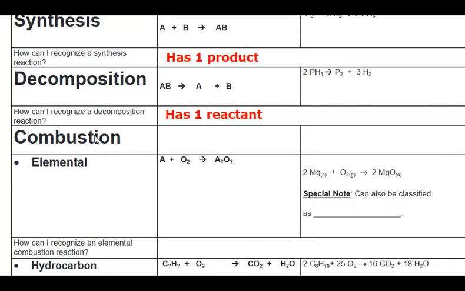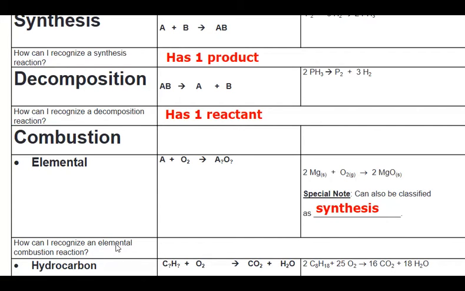Combustion. Combustion, right? Most of you will recognize that combustion means burning, but we need oxygen to burn. So notice how both these have oxygen. There can be elemental, hydrocarbon. We saw hydrocarbon when we were looking at balancing equations. For elemental, right, you're going to have an element plus oxygen giving you whatever forms on the right side. Special note, can also be classified as synthesis. So when you have elemental combustion, it's also called synthesis, and your homework will have one that has 2 answers for the type. So this would be a hint that it's elemental combustion and synthesis.